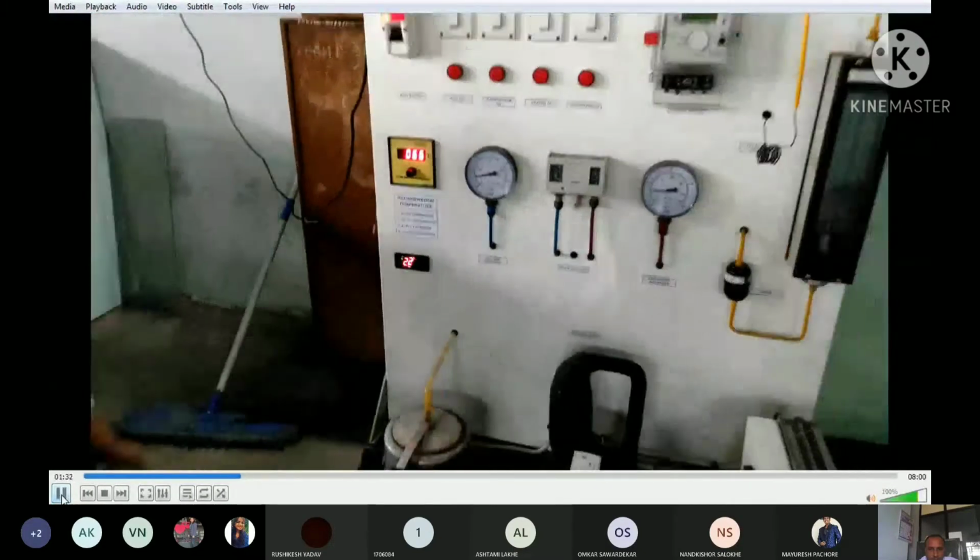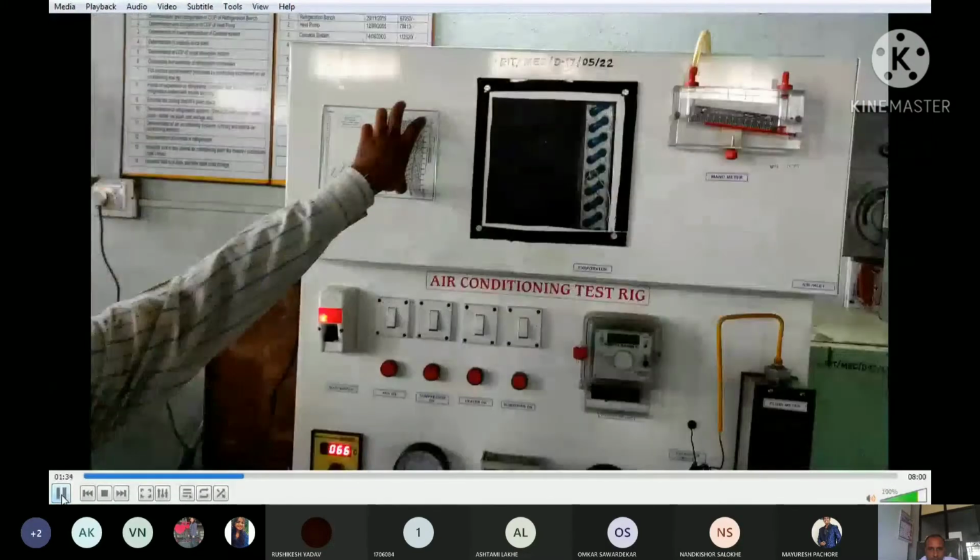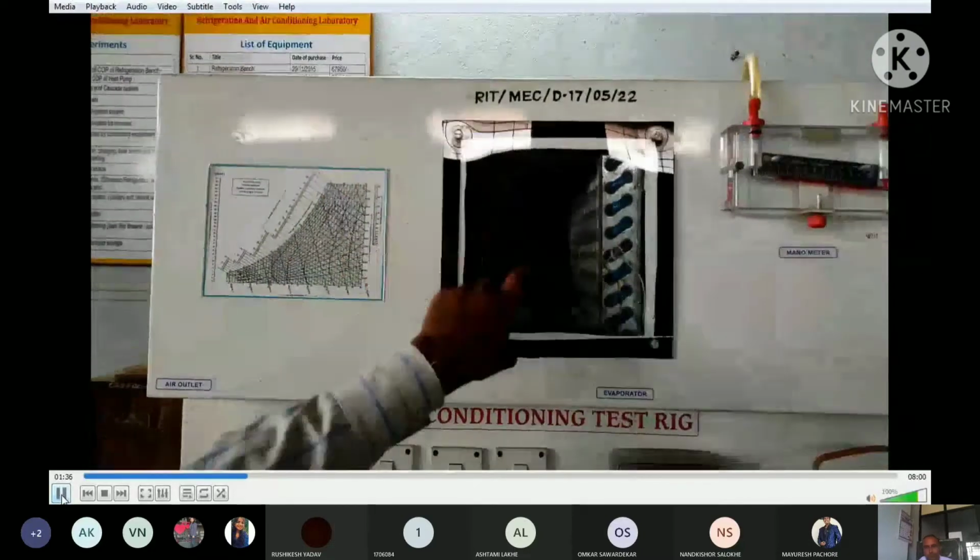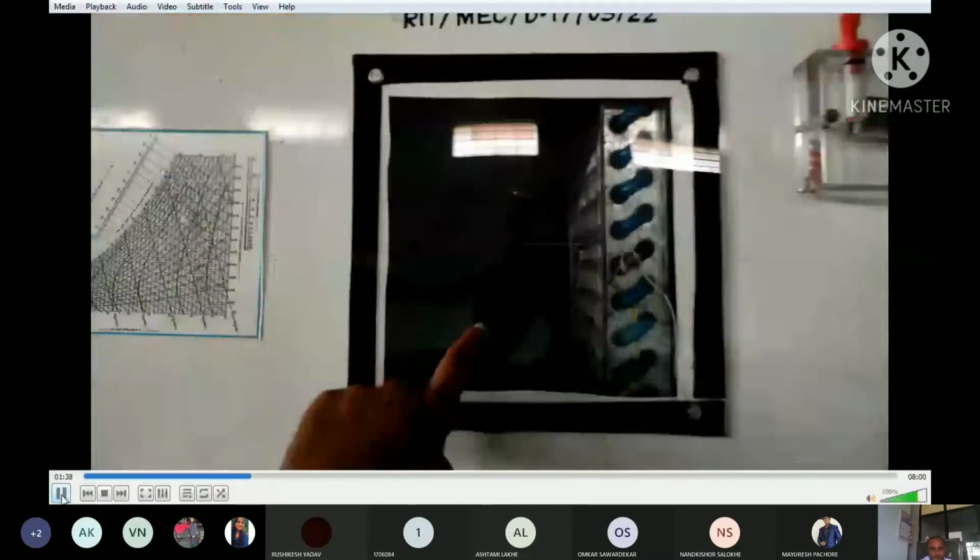For sensible heating, we have kept the heaters inside this cabin. So if you see from here, it is possible to see the heaters. See, there are heaters. Due to reflection, it is not possible to see the heaters placed inside the duct.